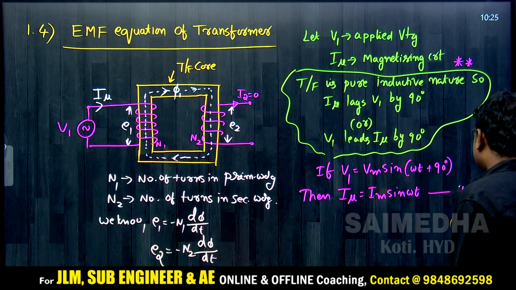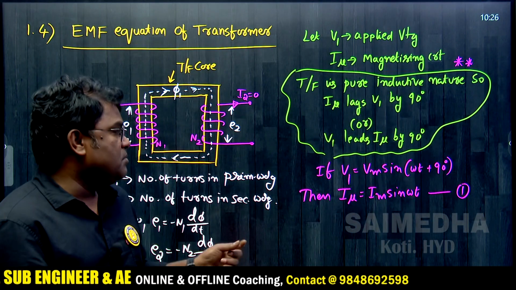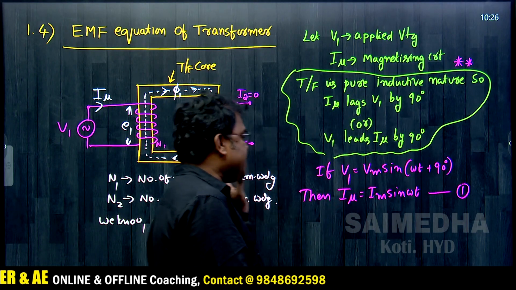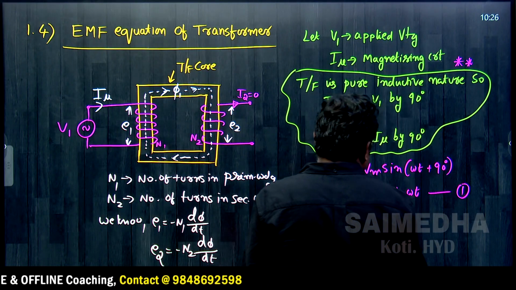So let us assume this is equation number 1. Okay, this one is equation number 1. So the magnetizing current lags the applied voltage by 90 degrees. Okay, so this is the reference, just like a reference.